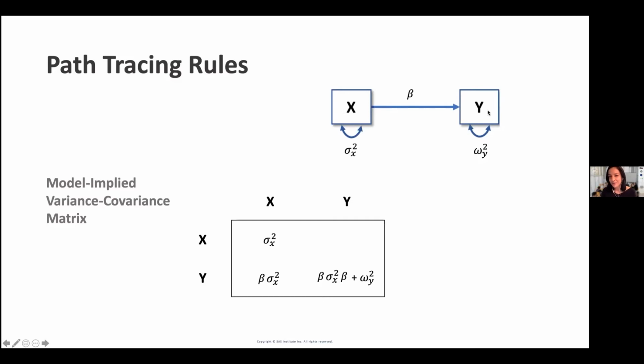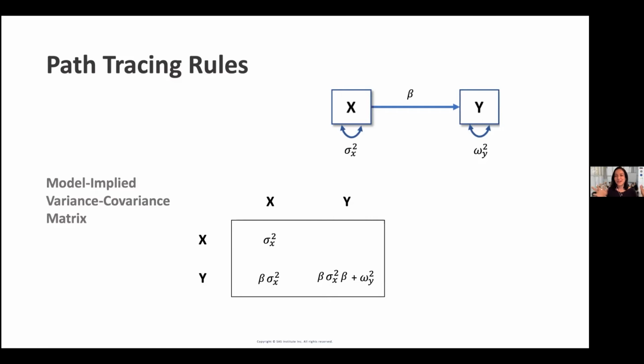We have not quite arrived though, because there's no arrowhead right at this intersection. So we actually have to go back, turn around, and now we've arrived at x because there's an arrowhead right here. Okay, that's part of the rules. We have to go back, and in order to arrive at x truly, we have to turn around and go forward here. So the covariance is simply beta times sigma squared of x. All right, so we figured it all out. We have the full model implied variance covariance matrix for the simple model.